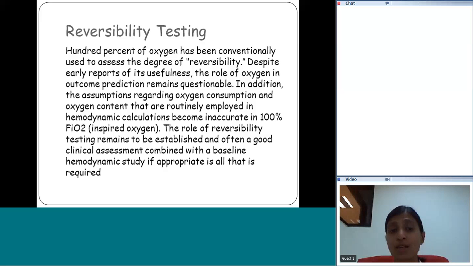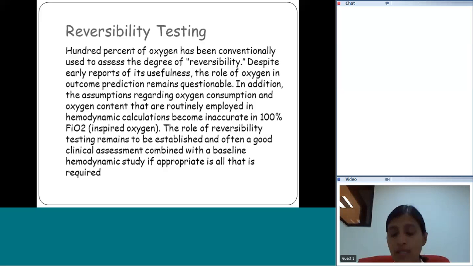The inaccuracies, or the errors, become much more pronounced in 100% oxygen as compared to room air. Also, a lot of the time people forget to include dissolved oxygen. So one has to be careful in the use of reversibility testing. Reversibility testing obviously has traditionally been used for assessment of response to, say, antipulmonary hypertensive therapy.